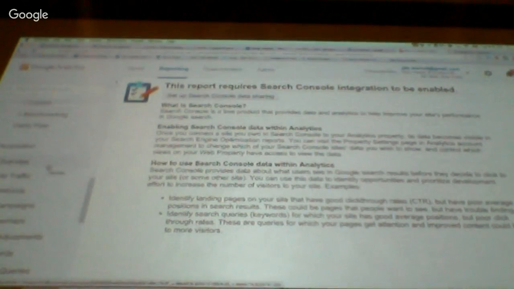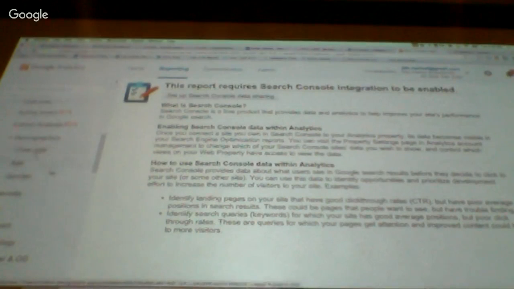Oh, that's not enabled on this one. But you can see which keywords are getting you organic traffic that you don't actually have to pay for, and which keywords are better performers for you and all that. So you get a little bit of demographic data, which is relevant.